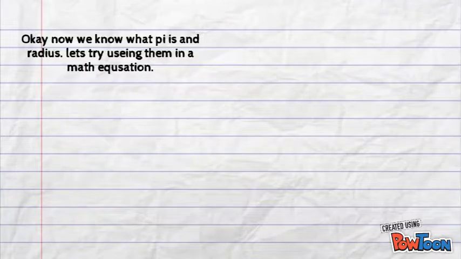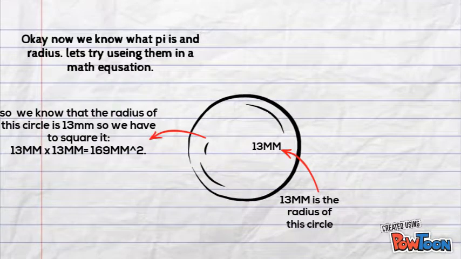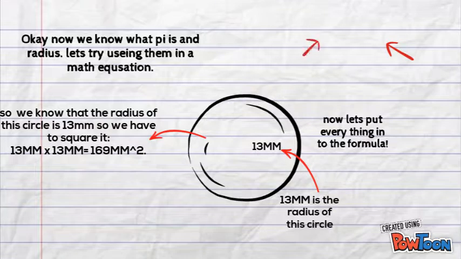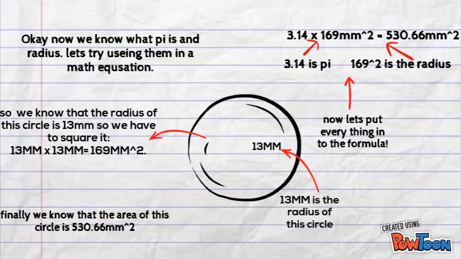Okay, now we know what pi is and what the radius is. Let's try using them in a math equation. So we know that the radius of the circle is 13 millimeters, so we have to square it. 13 millimeters times 13 millimeters equals 169 millimeters squared.